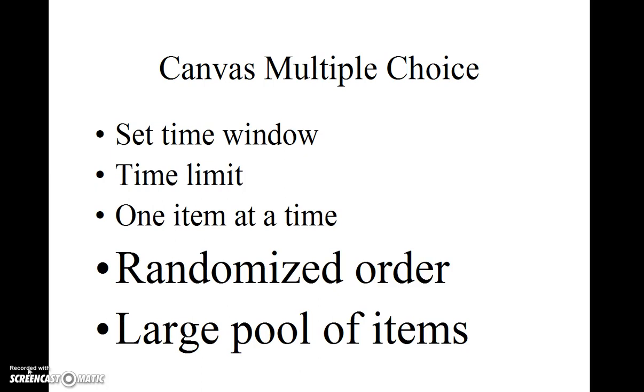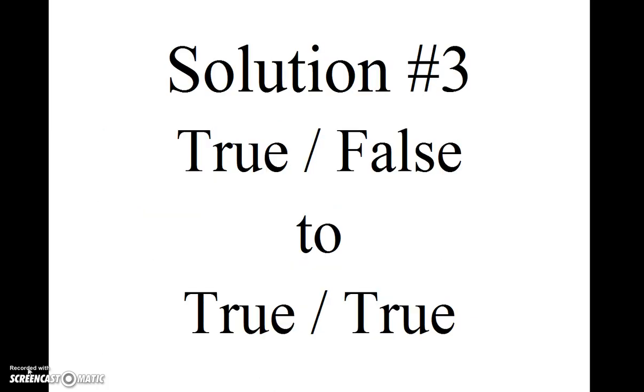Another thing that really helps is to have a large pool of items. Now this is going to take longer to construct, but within a learning management system like Canvas, you can have perhaps 200 possible items in your pool, and each student will get a different randomized selection of 100 items out of that 200 item pool. It makes the student study a lot more, and it makes it less likely that one student can help another student on an exam.